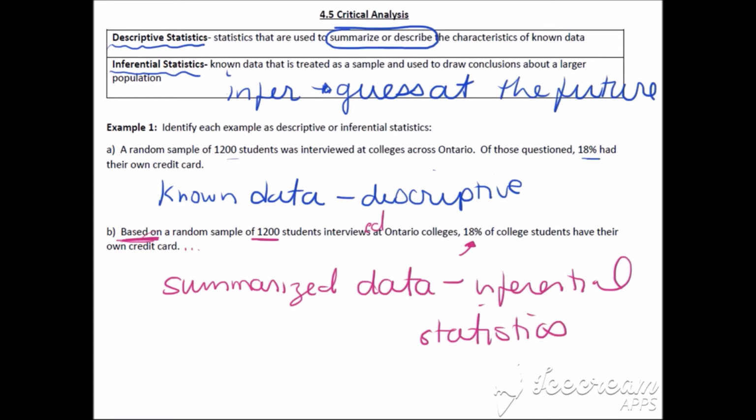Okay, a little bit difficult because the wording could be very, very similar, but we have to identify. Of those students, 18%. So this is 18% of those 1,200, but for B, what they're doing is they're only sampling 1,200 and they're saying, they're umbrellaing it, right? 18% of all college students. They're taking that data and they're saying, well, we're going to just say for all college students, it's going to be the 18%.